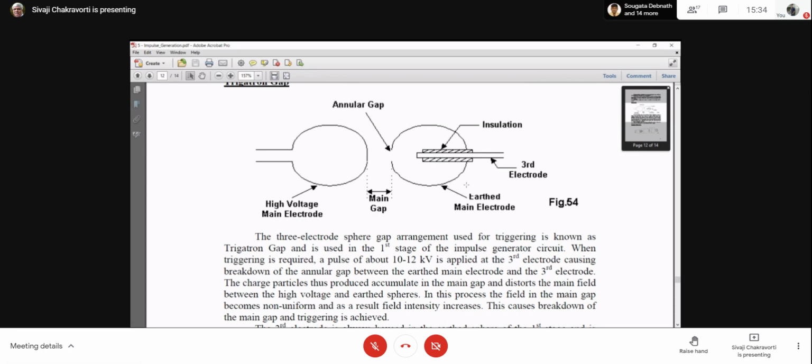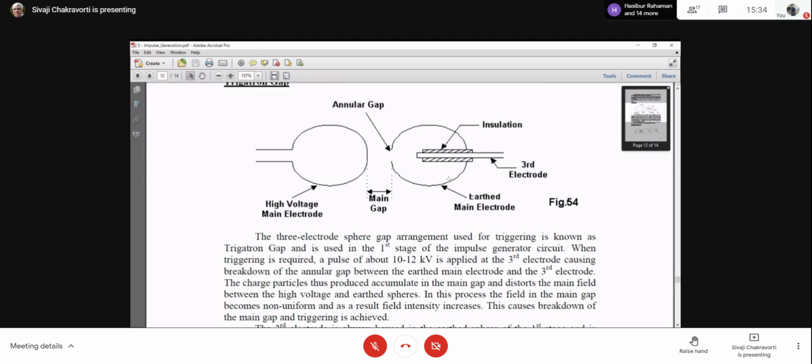Because of that field, these charges which are being generated will move towards the main gap. As soon as these charges reach the main gap, this main gap is unable to withstand the voltage and there will be breakdown between the two main spheres, or in other words, the sphere gap will fire.